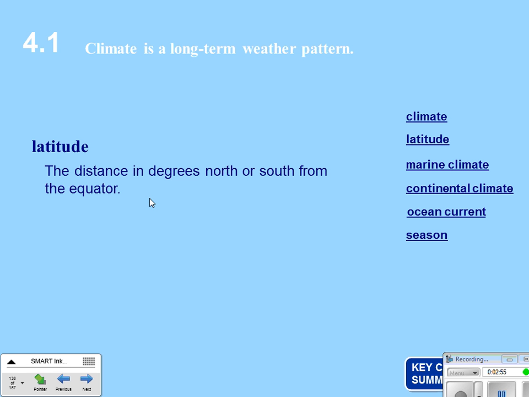Latitude is the distance in degrees north or south of the equator. And remember, the equator is 0 degrees latitude, and then if you go up, you're going to the north, and the North Pole is 90 degrees. If you're going south of the equator, again, the South Pole would be 90 degrees. So the further away you are from the equator, the higher your latitude number will be.